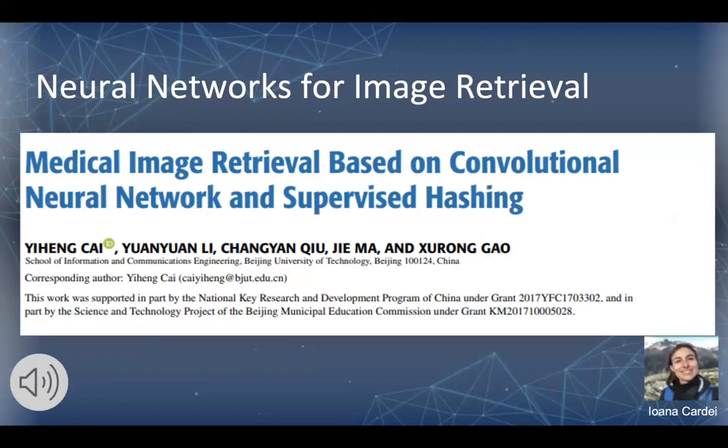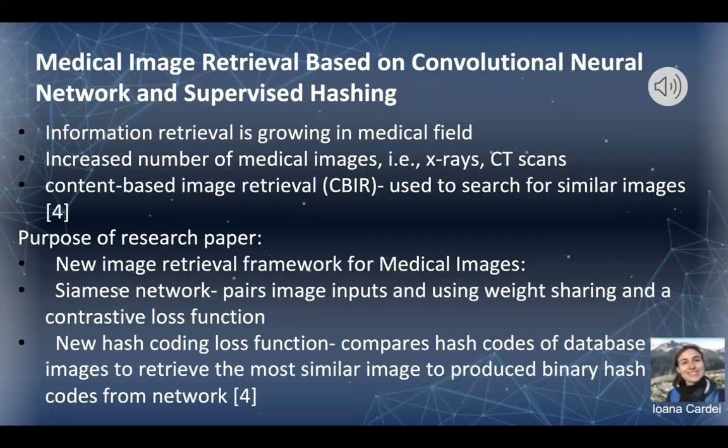We are going to look at a research paper titled Medical Image Retrieval based on Convolutional Neural Network and Supervised Hashing. Due to the vast increase in data available, especially in the medical field, information retrieval has been an important task. This paper focuses specifically on CBIR, which is content-based image retrieval, and how it is used to search for similar images. The purpose of the paper was to test a new framework, the Siamese framework, for medical image retrieval.